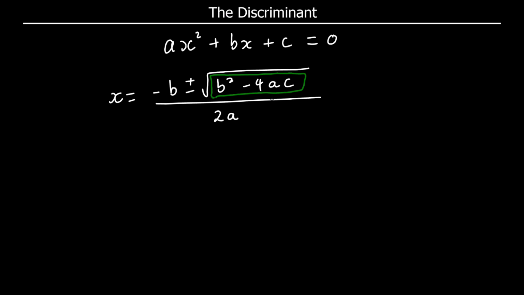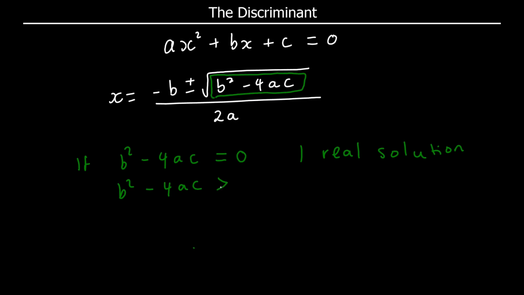So if b squared minus 4ac is equal to 0, the square root of 0 will be 0. So we're only going to get one answer because we're plussing or taking away nothing. There's only one real solution. If b squared minus 4ac is positive, we're going to be plussing or minusing a number, and we're going to get two different solutions. So if b squared minus 4ac is bigger than 0, we get two real solutions.